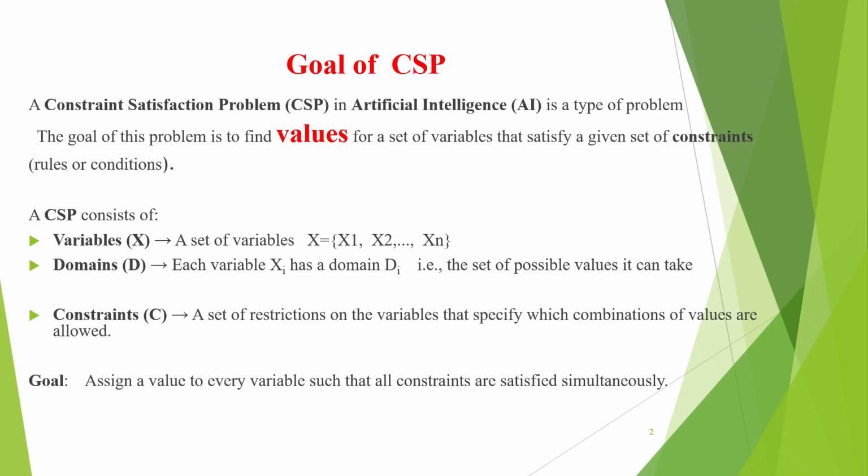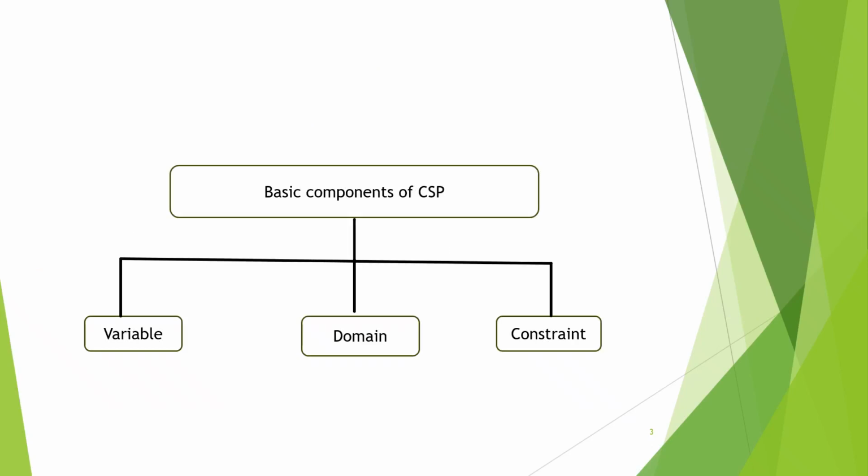Variables range from x1 to xn. Domains are the set of values for the variables, and they are represented in the form d1 to dn. Constraints are a set of restrictions on the variables that specify which combinations of values are allowed. So the goal of CSP is to assign a value to each variable so that all constraints are satisfied. The basic components of CSP are variable, domain, and constraint.